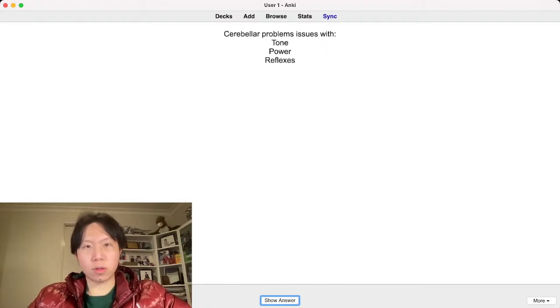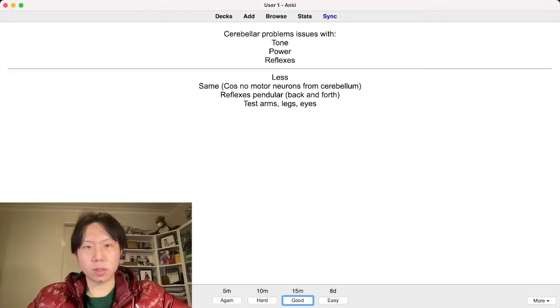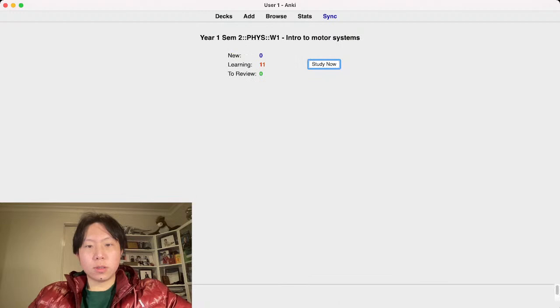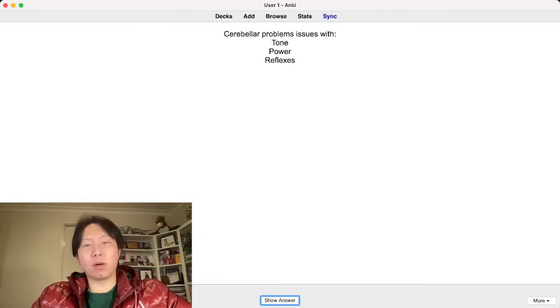Cerebral problems with tone, power, reflexes. Reflexes were faster, power would be more, tone would be less tone, same power. Reflex pendular. Okay. Tone would be less, power would be the same, reflexes would be pendular.